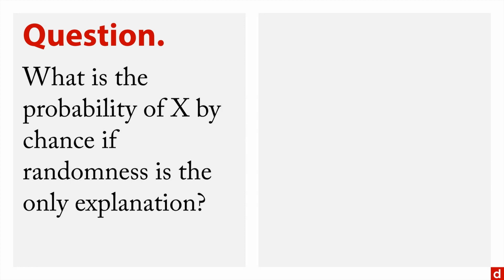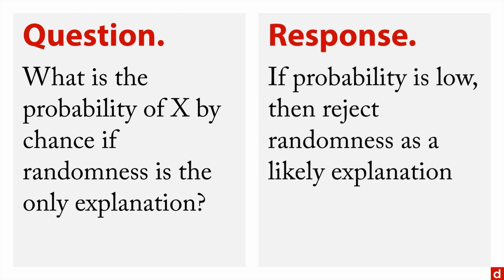You start with a question, and it's something like, what is the probability of X occurring by chance if randomness or meaningless sampling variation is the only explanation? Well, the response is this. If the probability of that data arising by chance when nothing's happening is low, then you reject randomness as a likely explanation. Okay, there's a few things I can say about this.